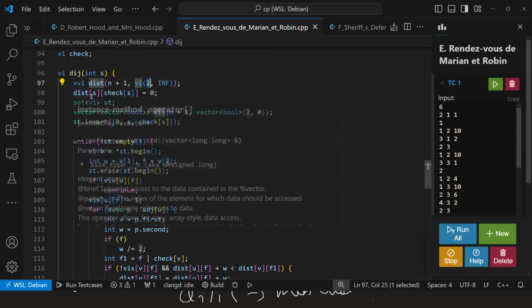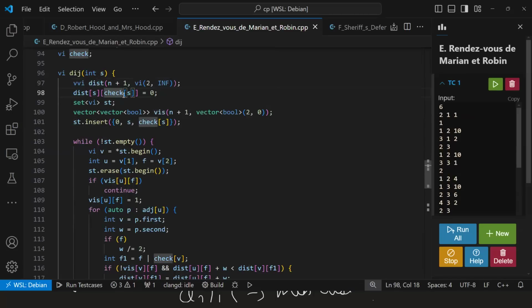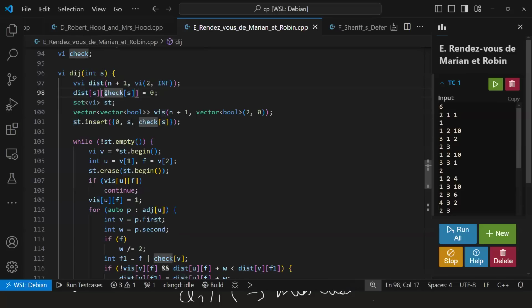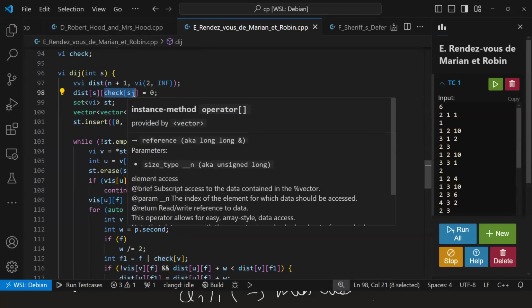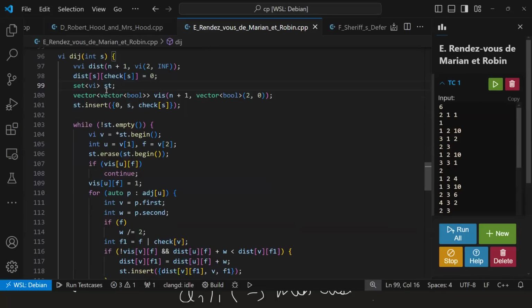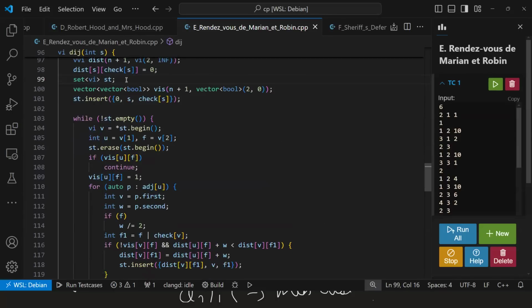Now distance of s comma check s. For the source, if this source contains a horse, then I would directly start from s1, and if this source doesn't contain a horse, then I would start from s0. So check s would be 1 if the source contains a horse, otherwise 0. My initial source node would be s comma check s, and this is assigned the value 0. Then I'm using a set, you can use a priority queue also. This is basically the priority queue of my Dijkstra.